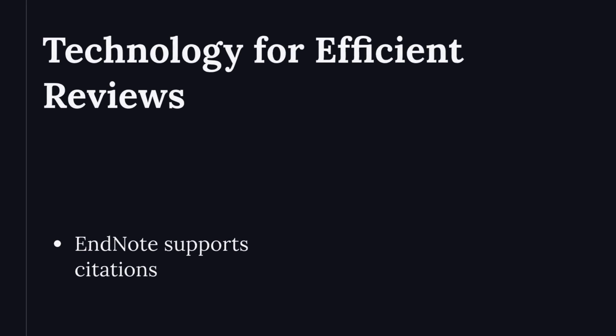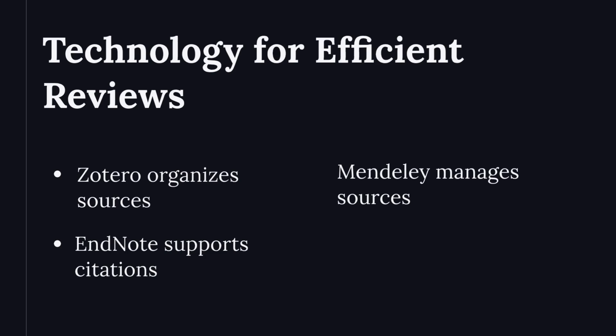Technology can make the review process more manageable. Reference management tools named here include Zotero, Mendeley, and EndNote for organizing sources. Thematic analysis software such as NVivo can support qualitative coding and analysis. Advanced search options in databases also help improve the efficiency of literature searching.